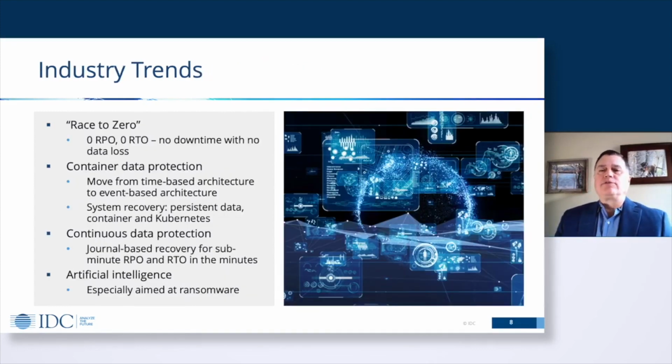Now I want to take you through some of the industry trends that we're seeing that are driving data protection. And the first one is what I call the race to zero, which means if we talk about SLAs or RPO and RTO, what we're really talking about in the race to zero is zero data loss and zero downtime, or zero RPO, zero RTO. And as we're getting closer and closer to that, I do believe that we will be able to achieve that. And we're starting to see some of the technologies that are capable of doing just that.